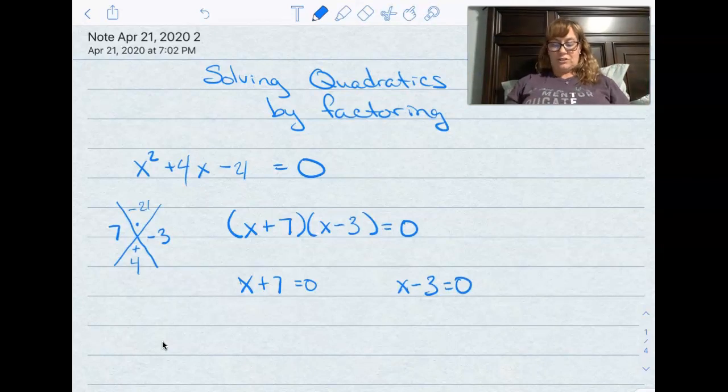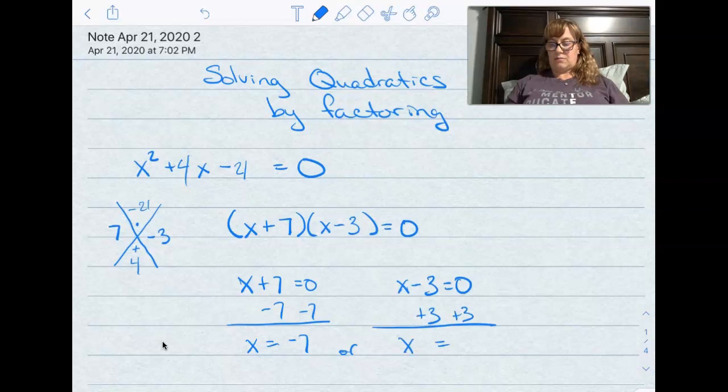So you just use your algebra and you get that x is going to equal a negative 7 or x is going to equal a positive 3. That's your answer, and it is that simple. Let's put it into practice.